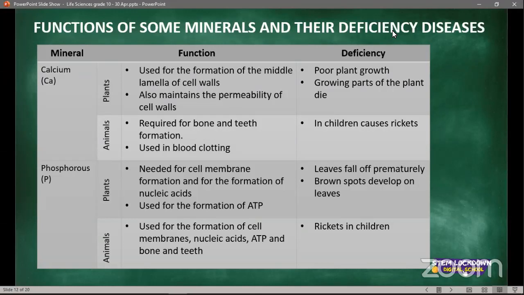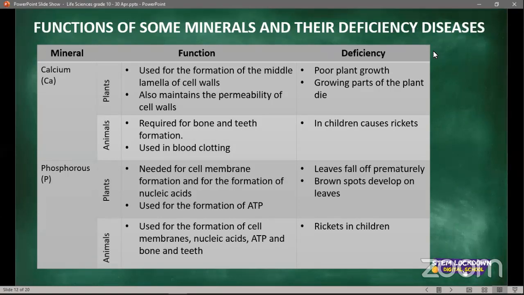So it maintains the permeability of cell walls, meaning that it maintains the passing through of gases or liquids through the cell walls, because cell walls differ. They can be permeable to certain things and not permeable to other things. So they are permeable to gases and might be not permeable to liquids. All right, so the passing through of things, they are able to pass through.